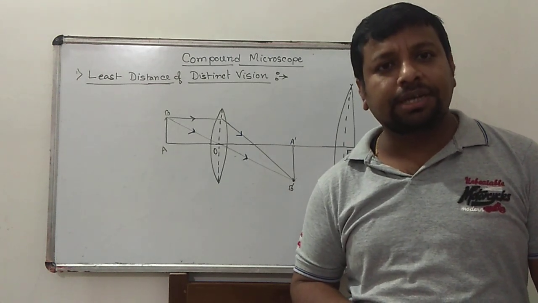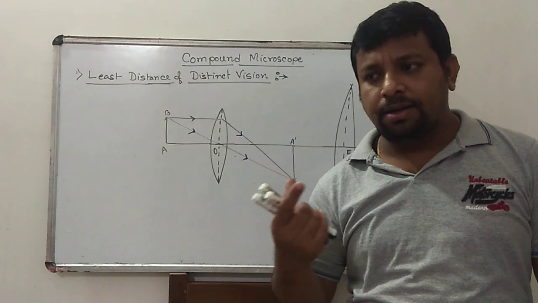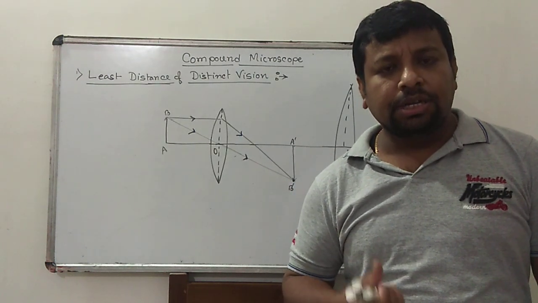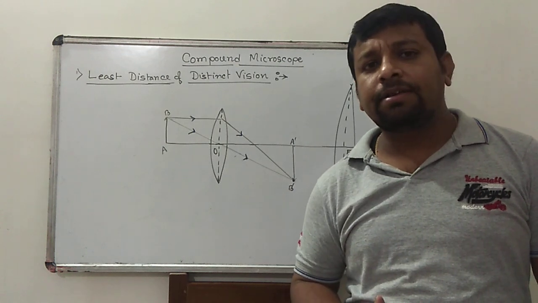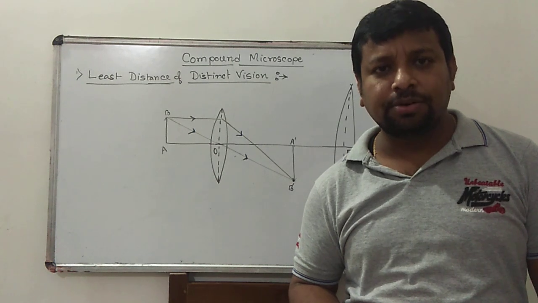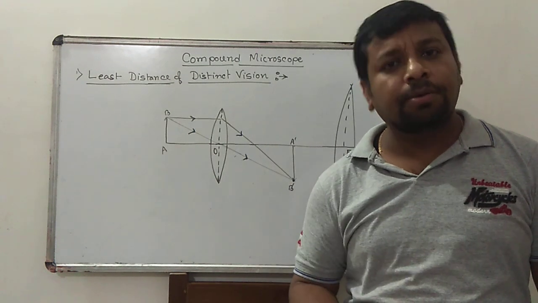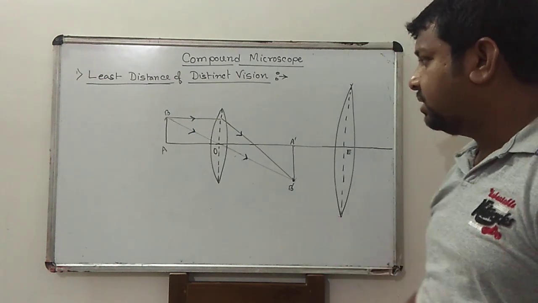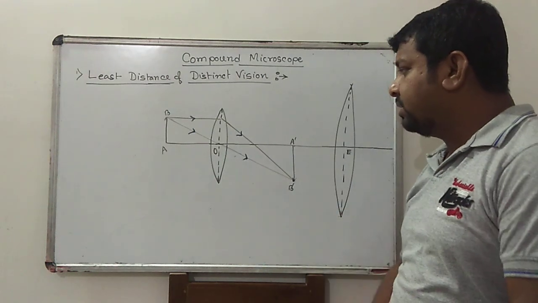In a simple microscope, aberrations take place. That means in this case the magnifying power of the lens is minimum, that means less. So to increase the magnifying power we use a compound microscope, which has two convex lenses. It consists of two convex lenses.